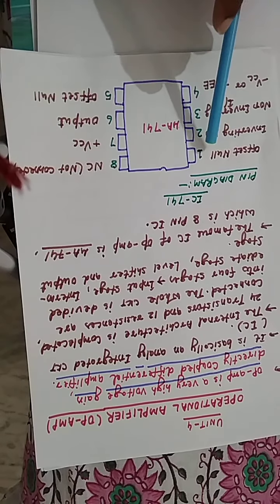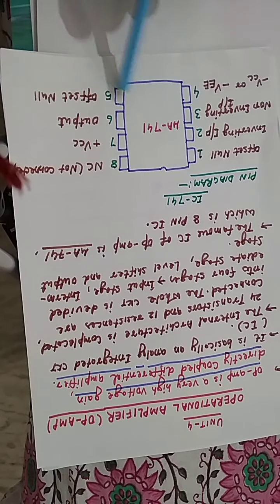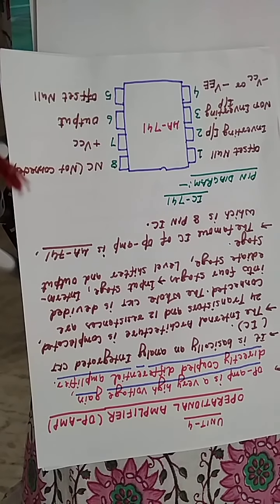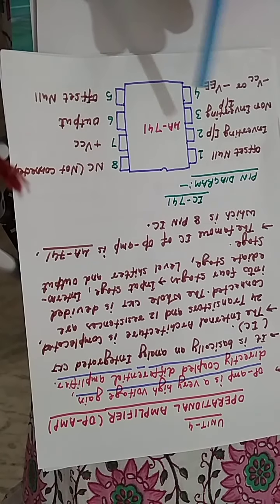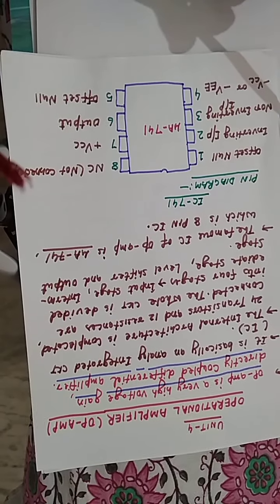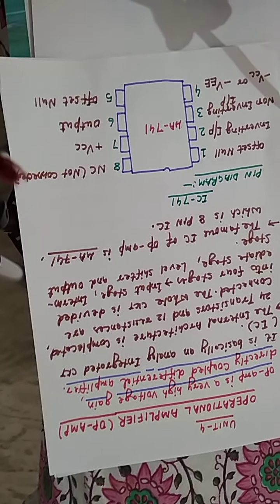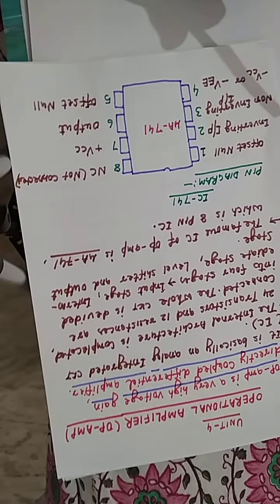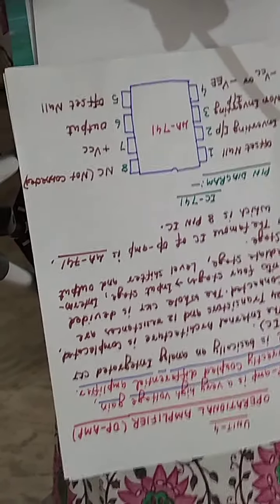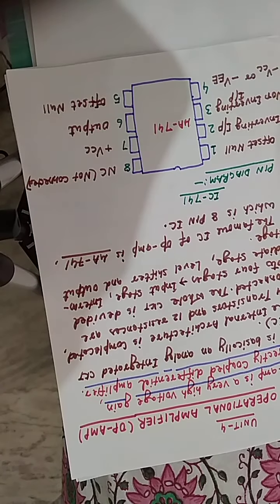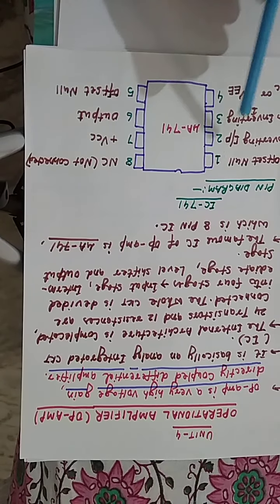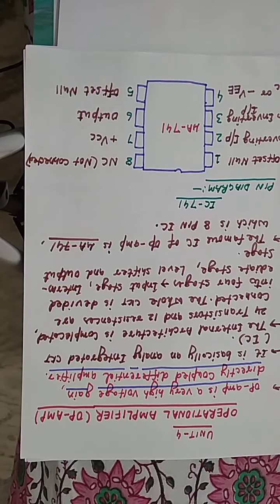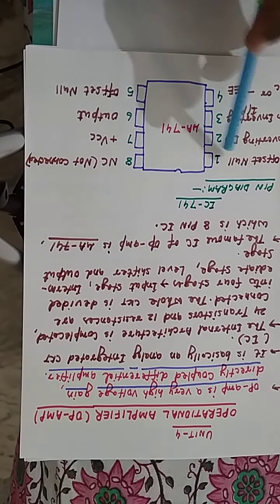Okay guys, pin number 1 and pin number 5 are offset null. What offset null is, I will discuss later. Basically, this is the error adjustment. If there is zero input but the output of the op-amp is not zero, then to bring the output to zero we adjust the output to 0 with the help of pin number 1 and pin number 5. Okay guys, now 1 and 5 is the offset null.